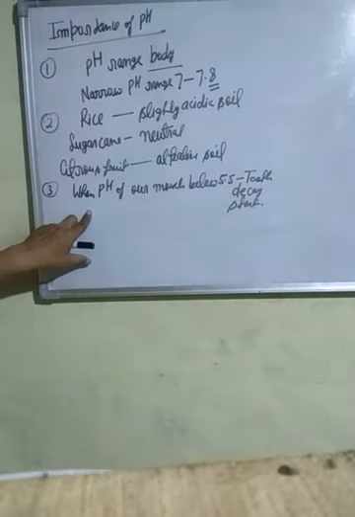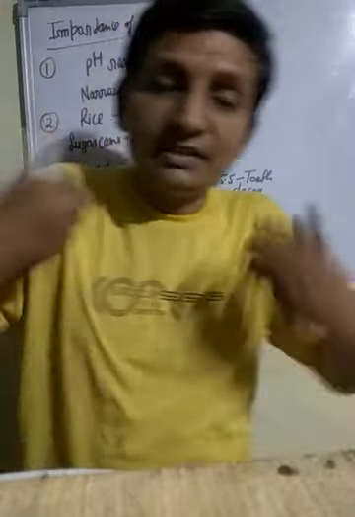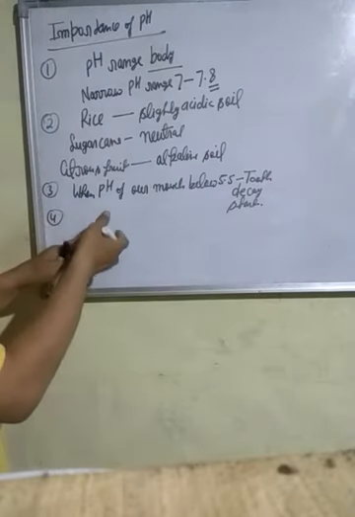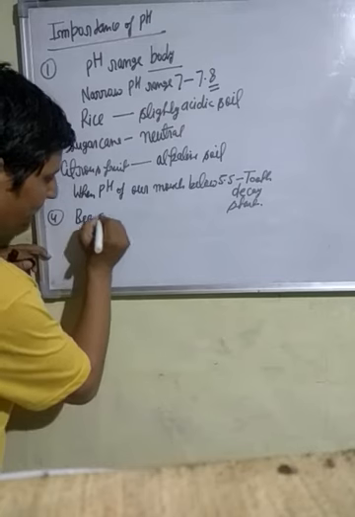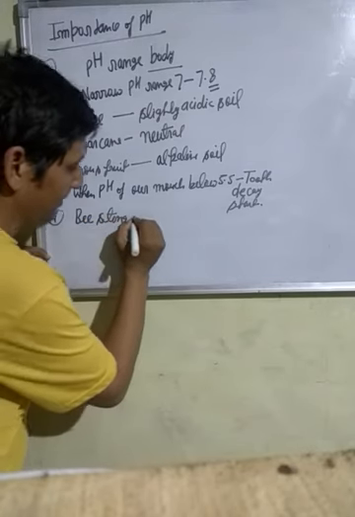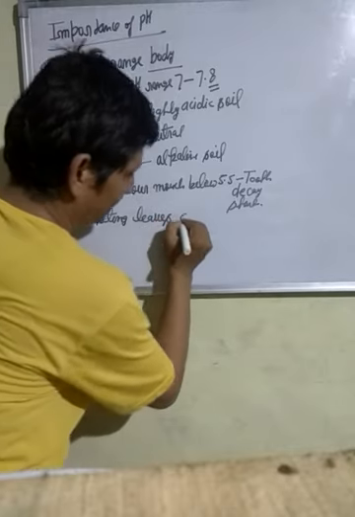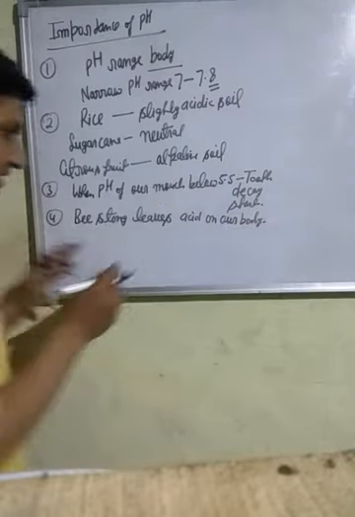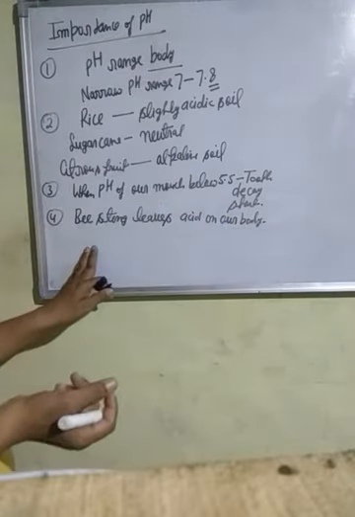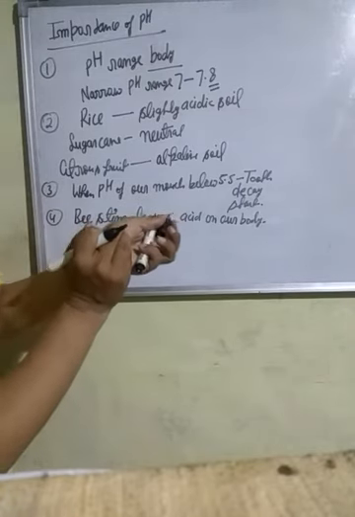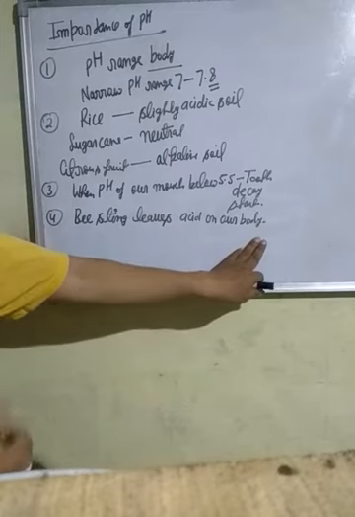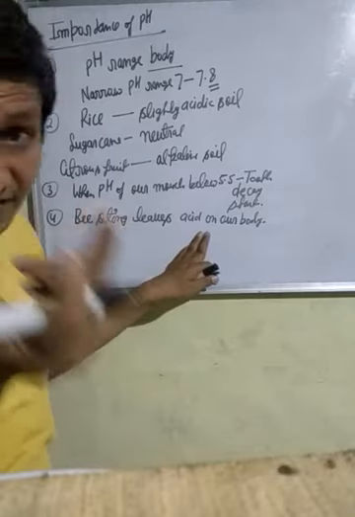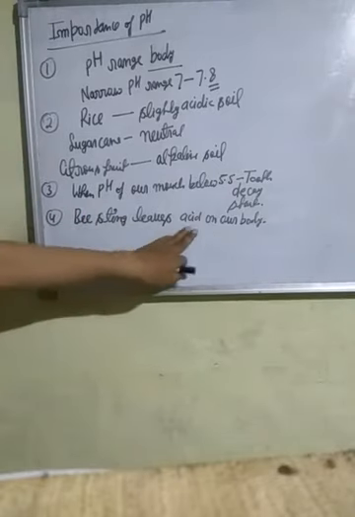Next, bee sting. A bee sting leaves acid on our body. There is no requirement to write this, but I am telling you. When a bee stings our body, it leaves acid on our body. The name of that acid is formic acid. An ant sting also leaves formic acid, HCOOH.